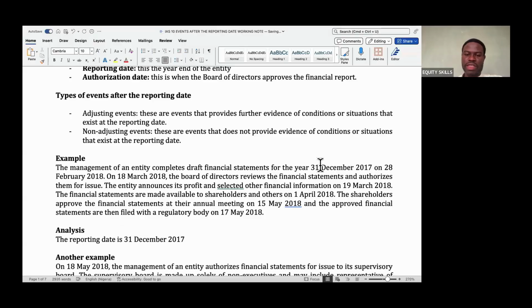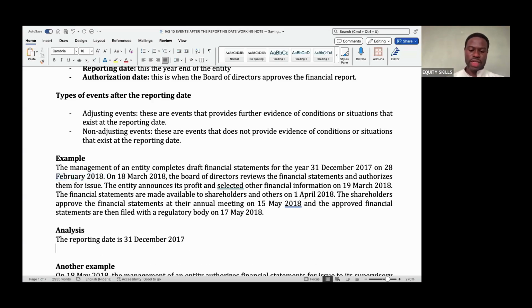Even though the management completes the draft financial statements for this period in February, meaning probably that was when the auditors finished their work, the reporting date is not when they completed the report. The reporting date is the year end, meaning that's the closure for all transactions, 31st December. That's the reporting date. Now, what is the authorization date, or the date it is authorized for issue, which I can simply call the authorization date?